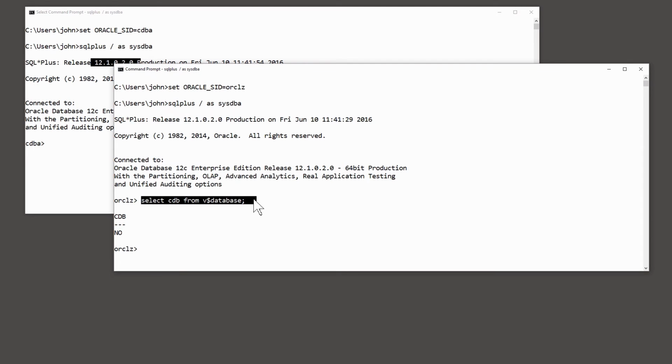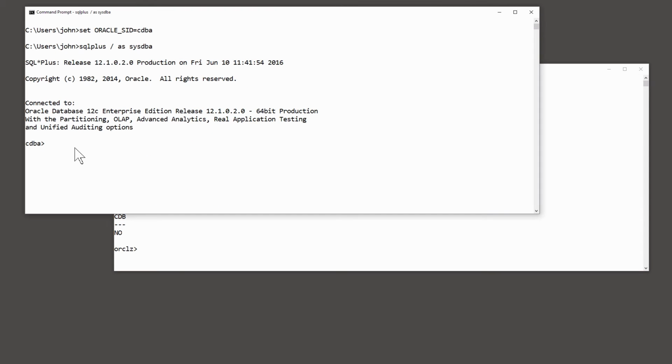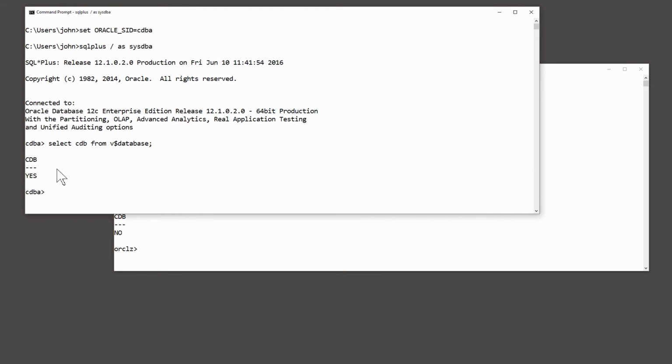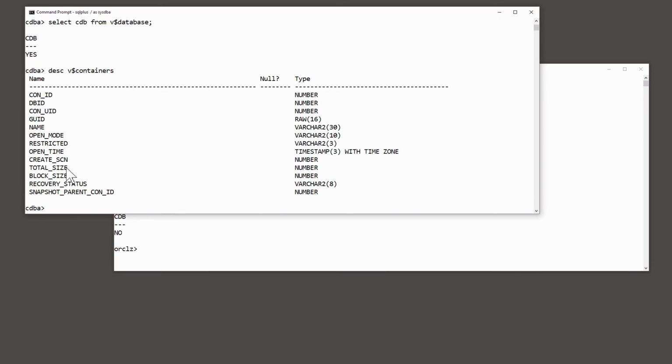And database instance CDBA is indeed a container database. What does it contain at the moment? Take a look at the view v$containers. We'll select the container ID, the name of the container, and its open mode from v$containers.